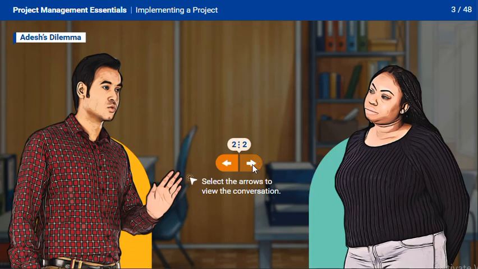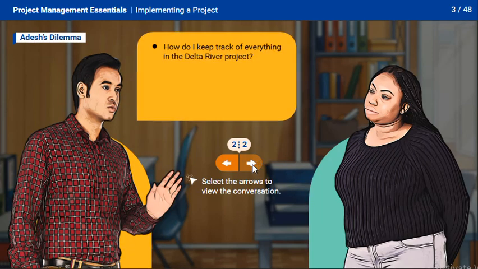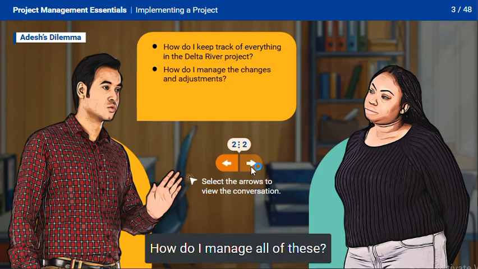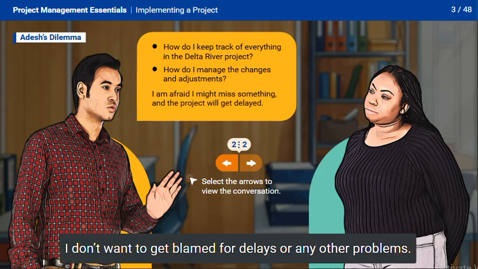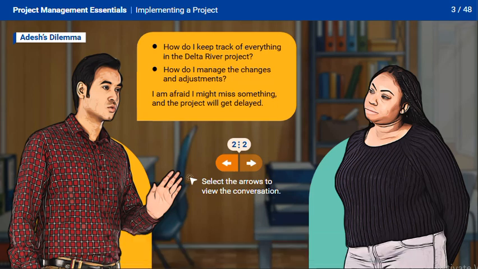There is so much going on in the Delta River project. How do I keep track of everything? We need to make some changes and adjustments. How do I manage all of these? I'm afraid I might miss something, and the project will get delayed. I don't want to get blamed for delays or any other problems.